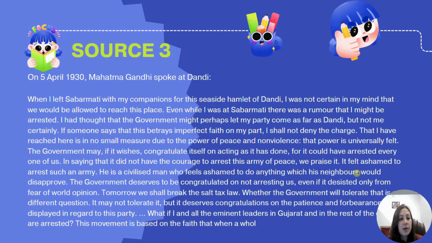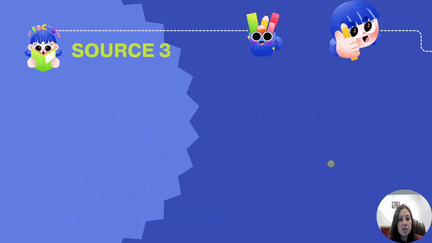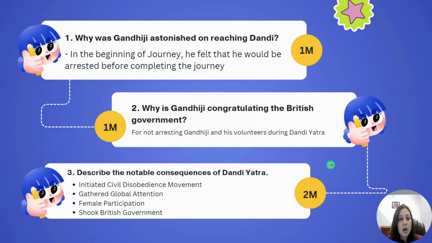So on 5th of April 1930, when Gandhiji reached Dandi, what he said is all included here. What we should be doing as Indians and what is going to be the course for CDM is given in this passage. Moving on to the questions. Why was Gandhiji astonished on reaching Dandi? In the beginning of the journey, he felt that he would be arrested before completing the journey, but he was not. So he was surprised.